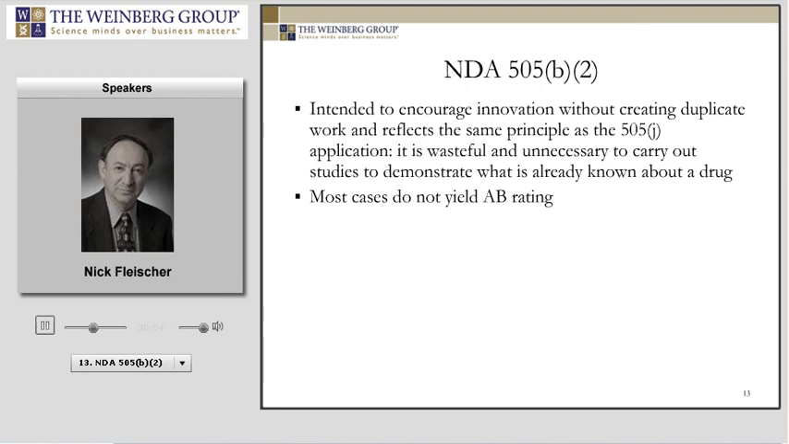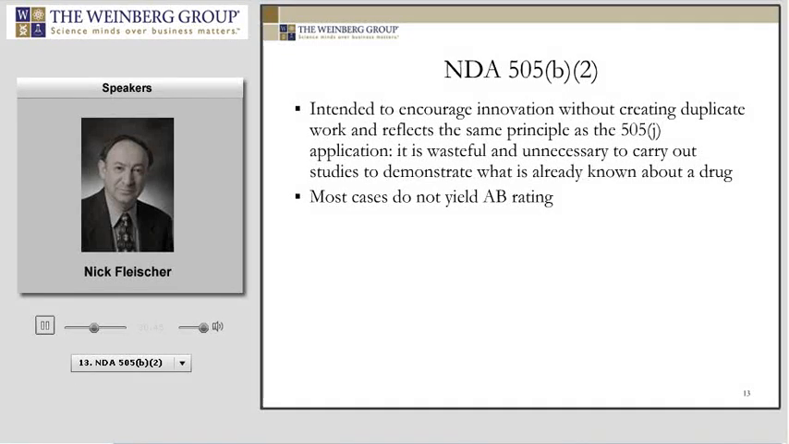Now, the purpose of the 505(b)(2), as I said earlier, the foundation of it was the original paper NDA process, but basically what it was designed for was to encourage innovation without creating duplicate work. And basically, it envisions the same principle as the 505(j) application, the ANDA process, which was designed so that you shouldn't have to repeat all the safety and efficacy trials that the innovator company did, if you can make sure that you're comparable to the innovator product. So the concept was that it would be wasteful and unnecessary to carry out studies to demonstrate what is already known about a drug.